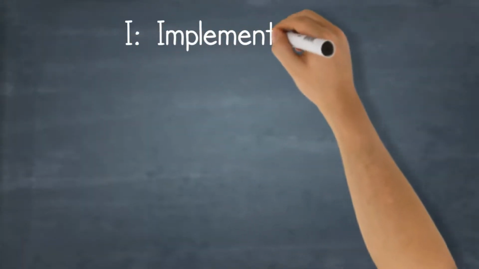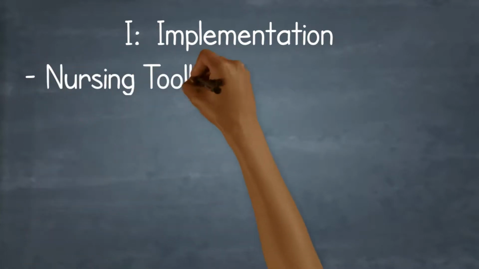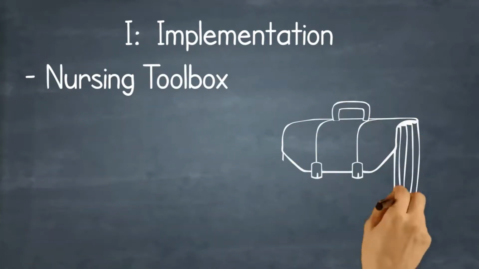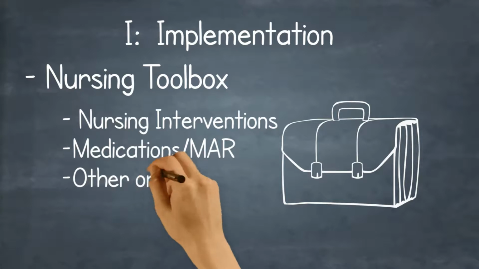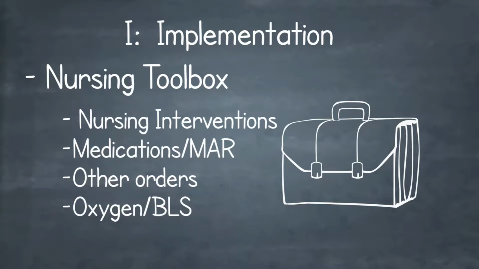The I in ADPI stands for implementation. So these are things that you have at your disposal to help your patient. And we call that the nursing toolbox. Within the nursing toolbox, you have your nursing interventions, you have your medications, what you find in your MAR, you have other orders you may find in your chart, and you have oxygen and BLS always at your disposal. So for example, if you have a patient who has trouble breathing, you can sit them up when you go into the room. You can treat them with whatever medication you may find in the MAR. And if they need to have O2, you can apply O2 and then get an order later.